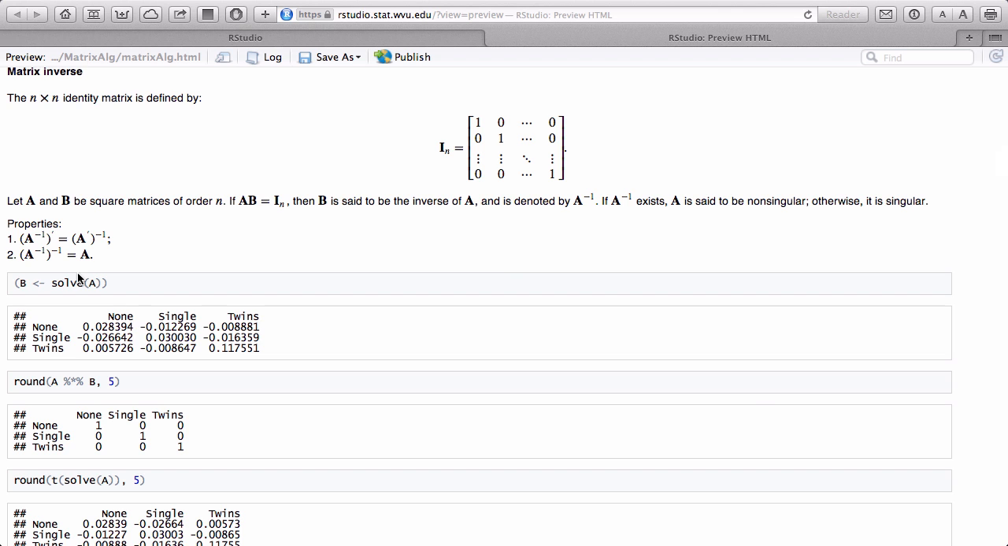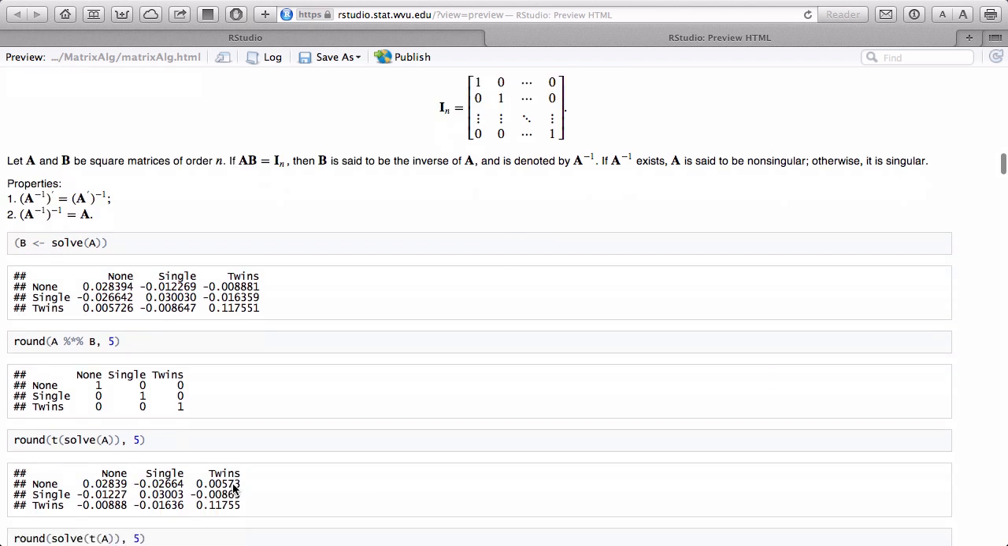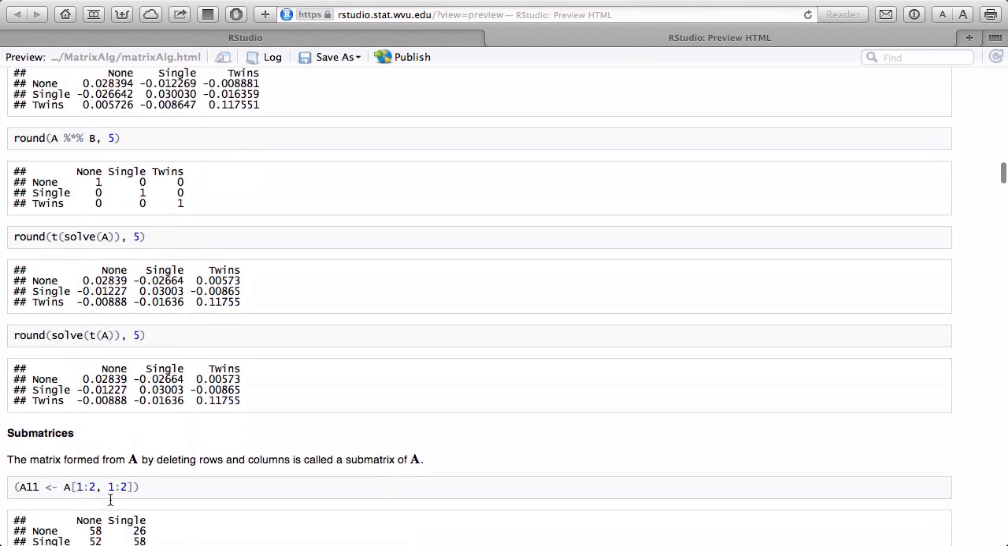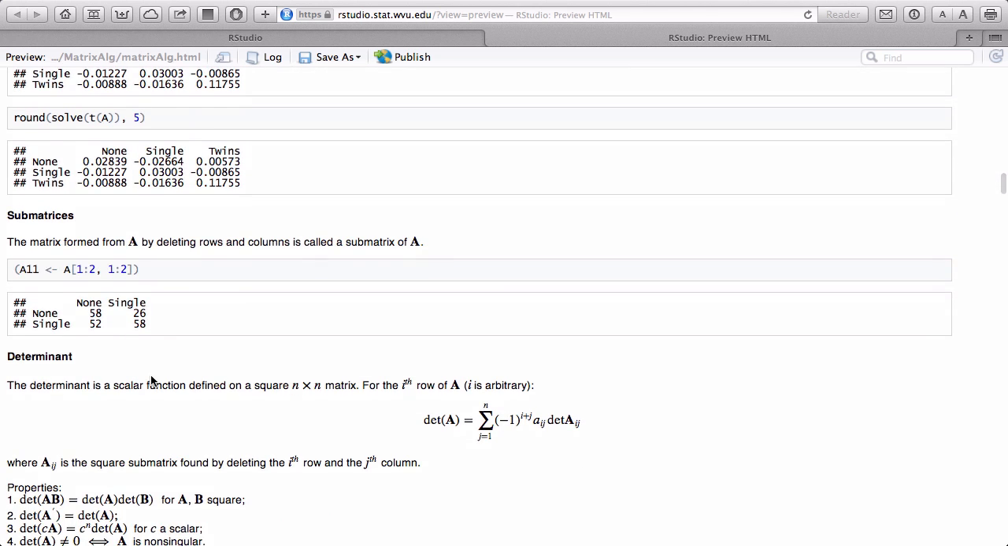So you notice that here I'm going to take the transpose of solve. Here T means transpose. I'm going to take the transpose of the inverse here, and here I'm going to take the inverse of the transpose. I reverse the operations. Solve T. Here I have T solve. And notice they're identical. So I illustrated that the order of operation does not matter. By the way, these should be square matrices.